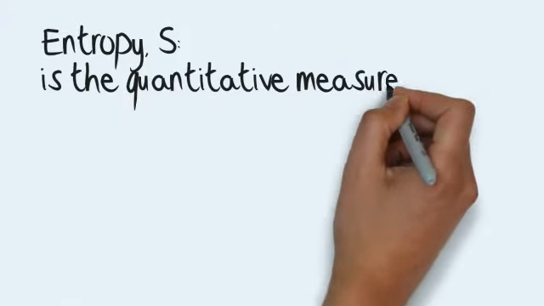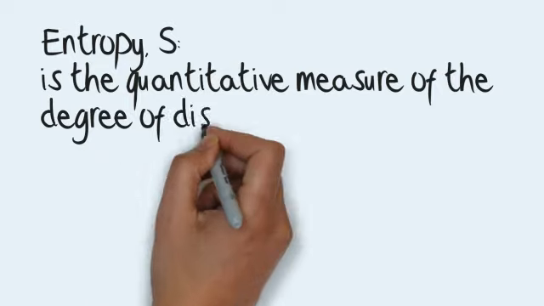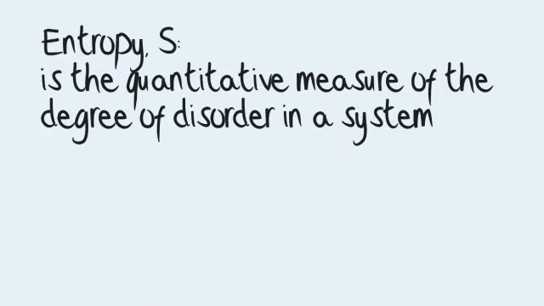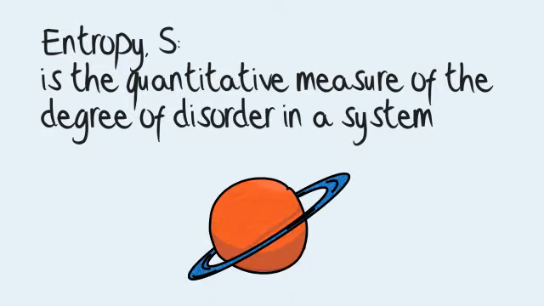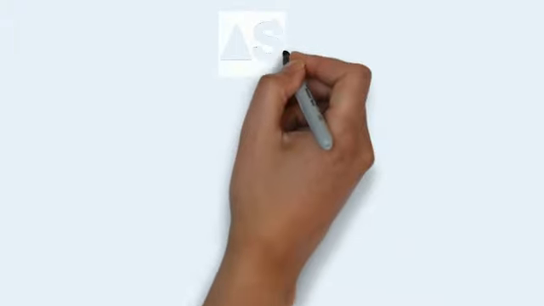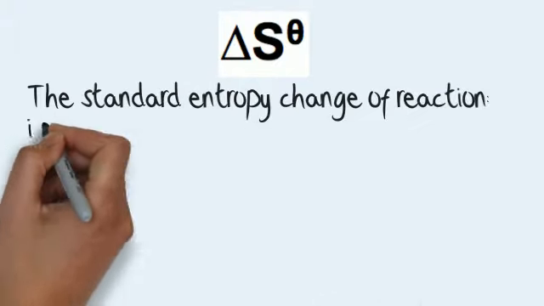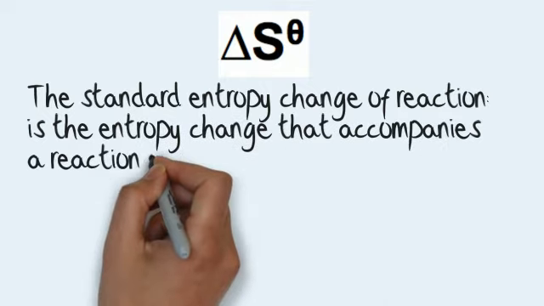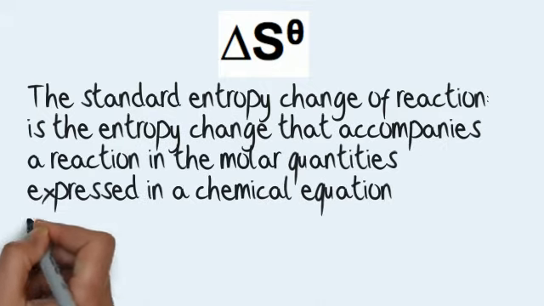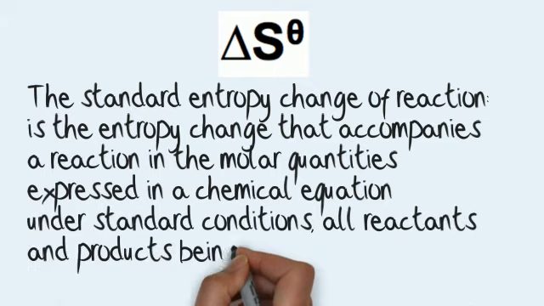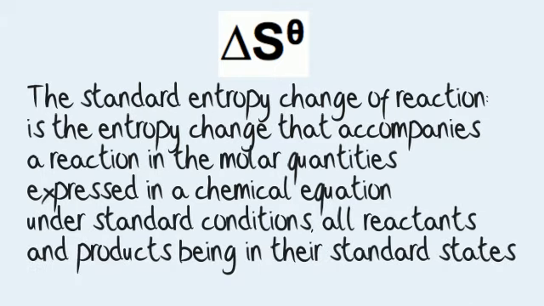Entropy, S, is the quantitative measure of the degree of disorder in a system. The standard entropy change of reaction is the entropy change that accompanies a reaction in the molar quantities expressed in a chemical equation under standard conditions, all reactants and products being in their standard states.